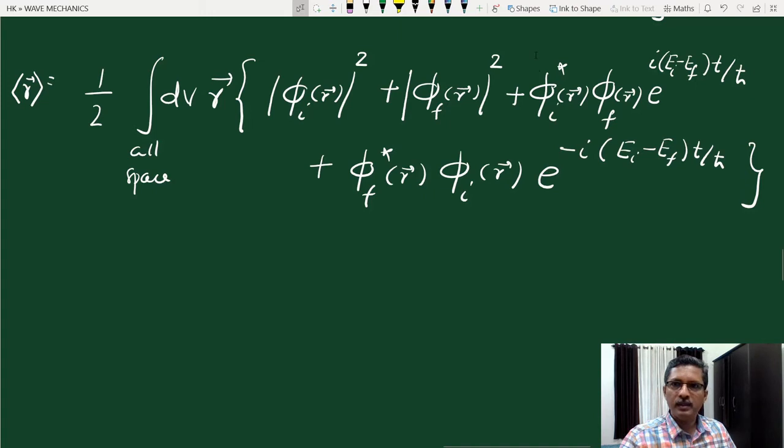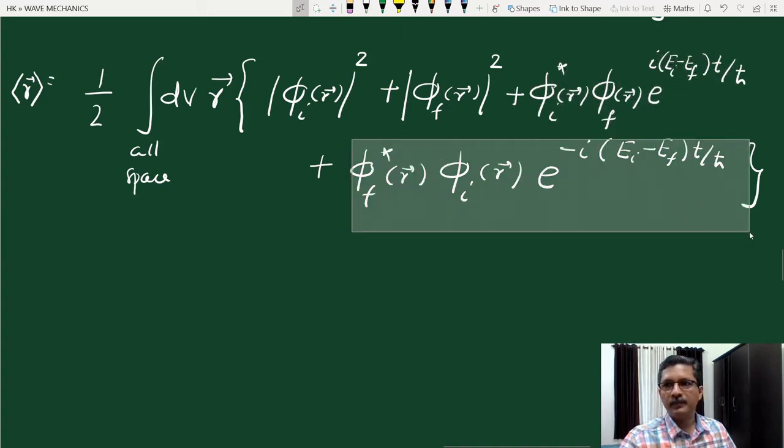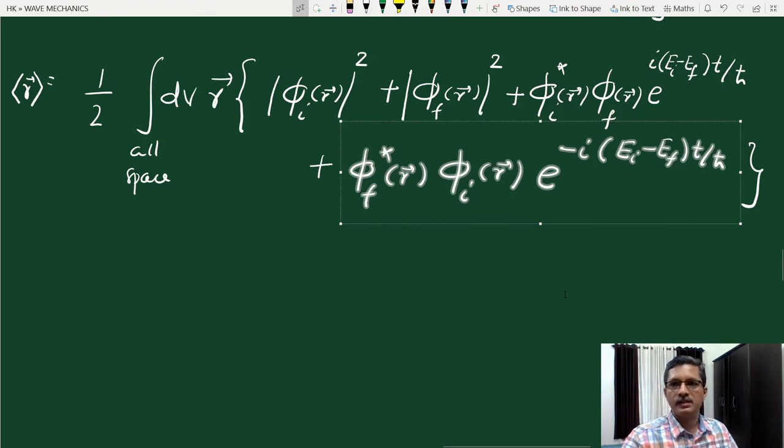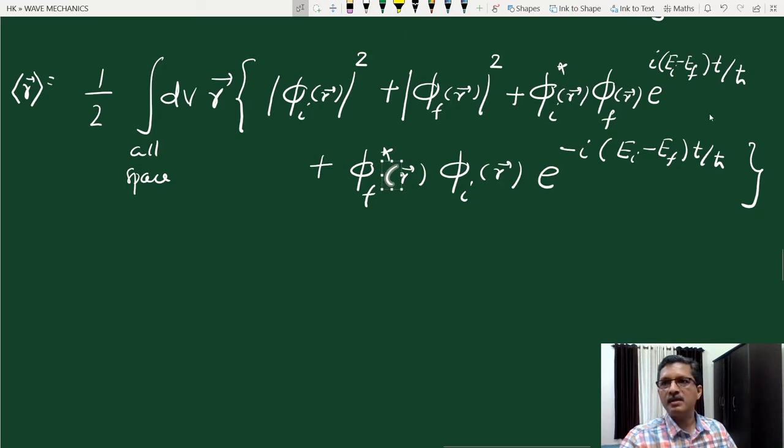Now when you look at the third term and the fourth term, these are complex conjugates of each other. See, phi a star phi f becomes phi f star phi a, and e raised to plus i (Ea minus Ef)t by h cross in the third term becomes e raised to minus i (Ea minus Ef)t by h cross in the fourth term. So these are complex conjugates of each other.